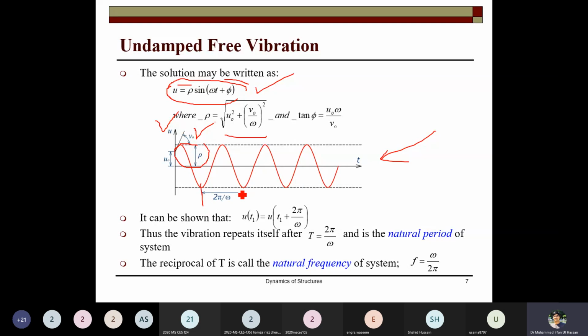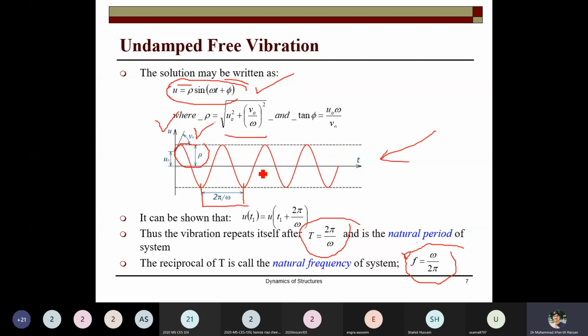And the time to complete one vibration is 2 pi over omega, and the number of vibrations per second is the frequency, which is the inverse of the time period. So from this, we get some new relations. One is omega, which was the square root of k over m. Then the time period needed to complete one vibration is 2 pi over omega, and the next one is the frequency, which is the number of vibrations per second.